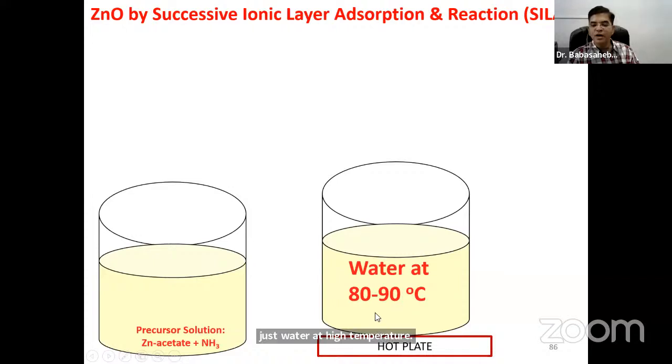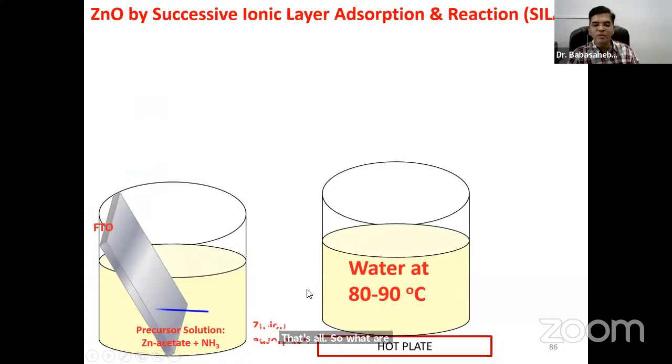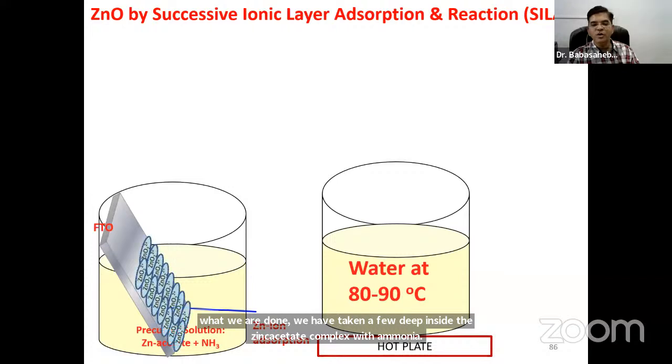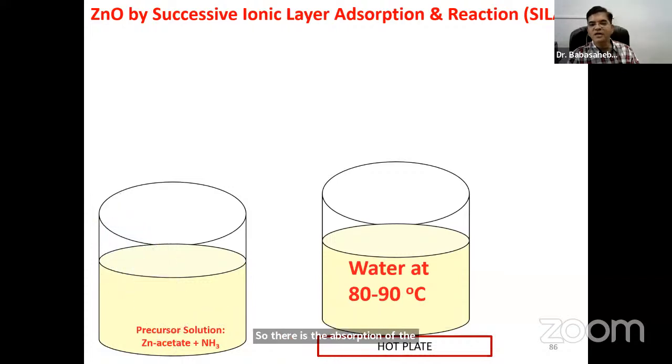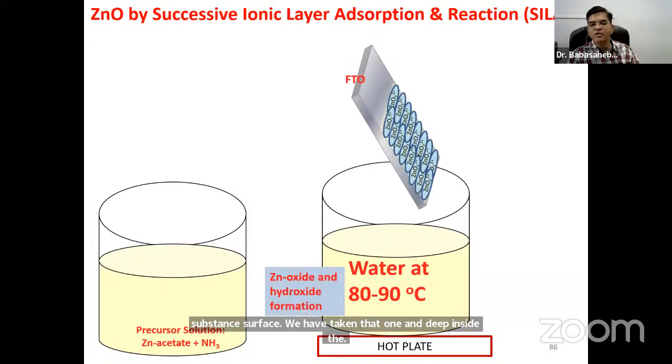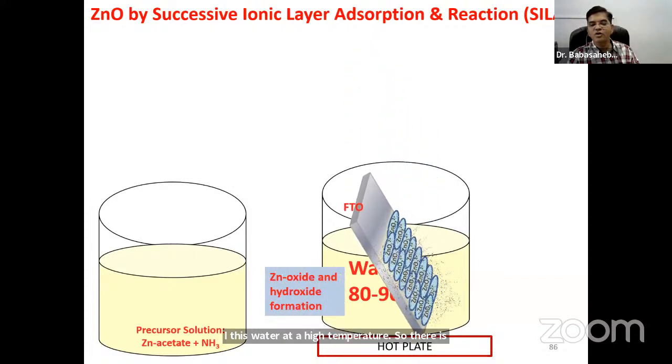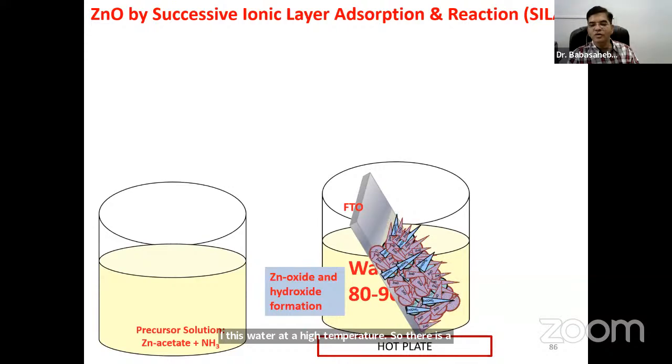So water is kept on a hot plate. What we have done is taken FTO and dipped it inside the zinc acetate complex with ammonia solution. So there is adsorption of the zinc ion on the substrate surface. We then took that and dipped it inside this water at a high temperature. So there is formation of zinc oxide as well as hydroxide on the substrate surface, called FTO.